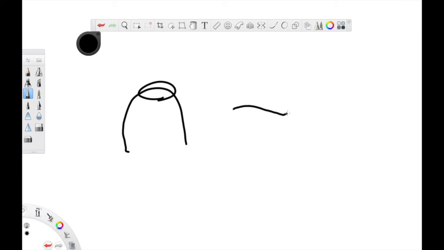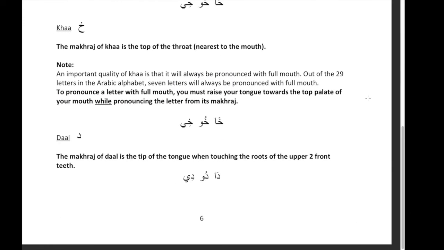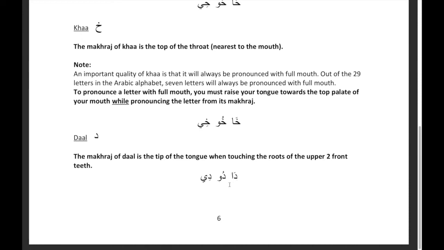However, it's important that you don't pronounce it like the English D, but instead it's the Arabic dal. In the English D, you actually don't touch your teeth at all. This is your teeth. However, in the Arabic dal, you touch the upper and lower teeth as well. Dal, not D. It's actually dal, da, do, and di.